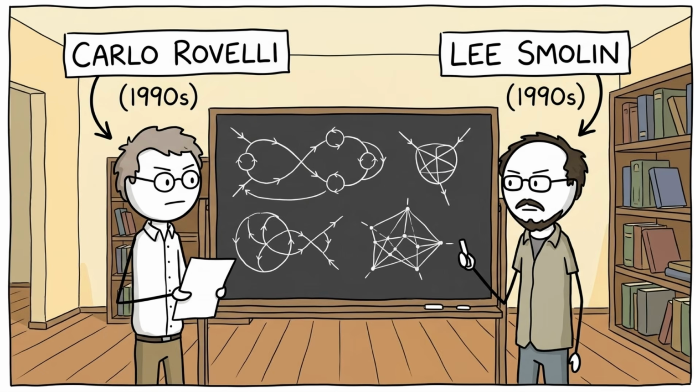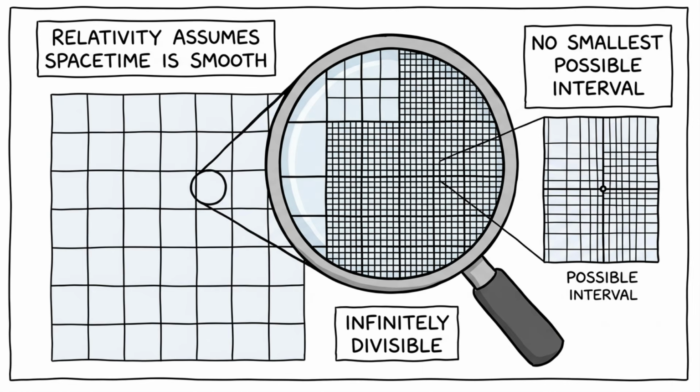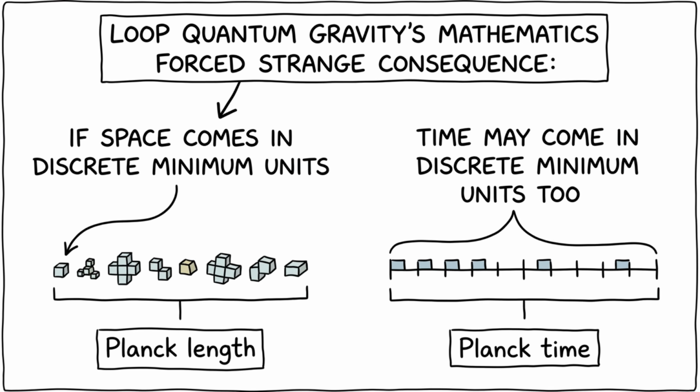Researchers building loop quantum gravity in the 1990s, including Carlo Rovelli and Lee Smolin, weren't trying to redefine time at first. They were trying to quantize gravity directly, without string theory's extra dimensions, by asking what happens if space itself is chopped into discrete units. Relativity assumes spacetime is smooth, infinitely divisible, with no smallest possible interval of duration ever. Loop quantum gravity's mathematics forced a strange consequence. If space comes in discrete minimum units, roughly the Planck length, time may come in discrete minimum units too, roughly the Planck time.